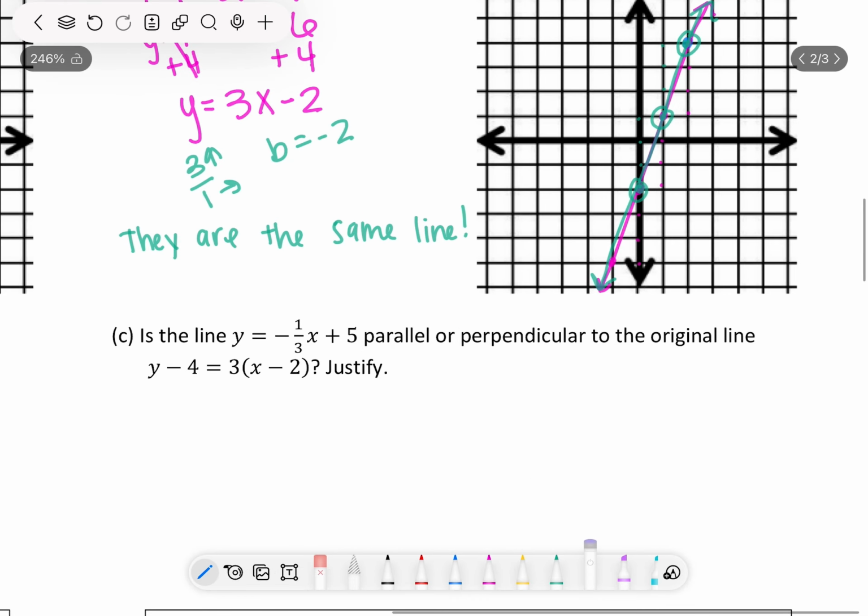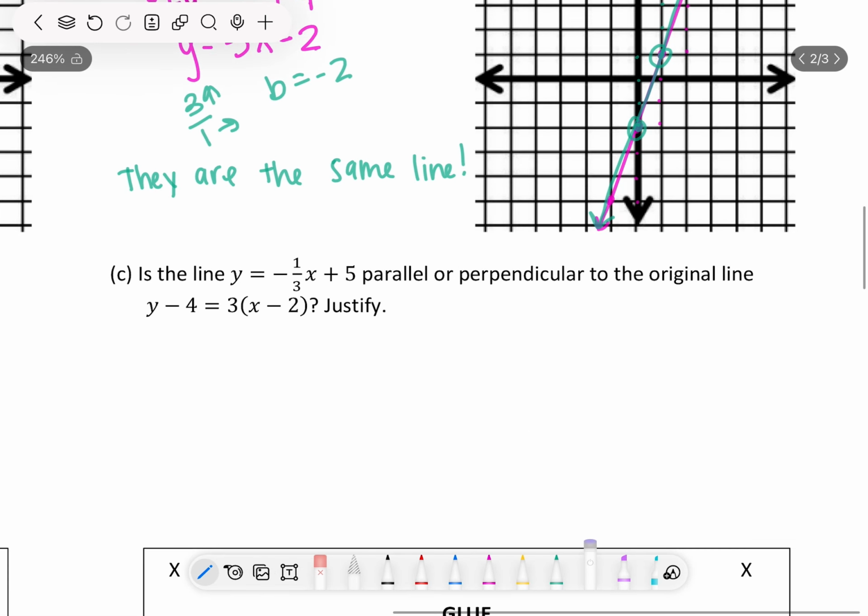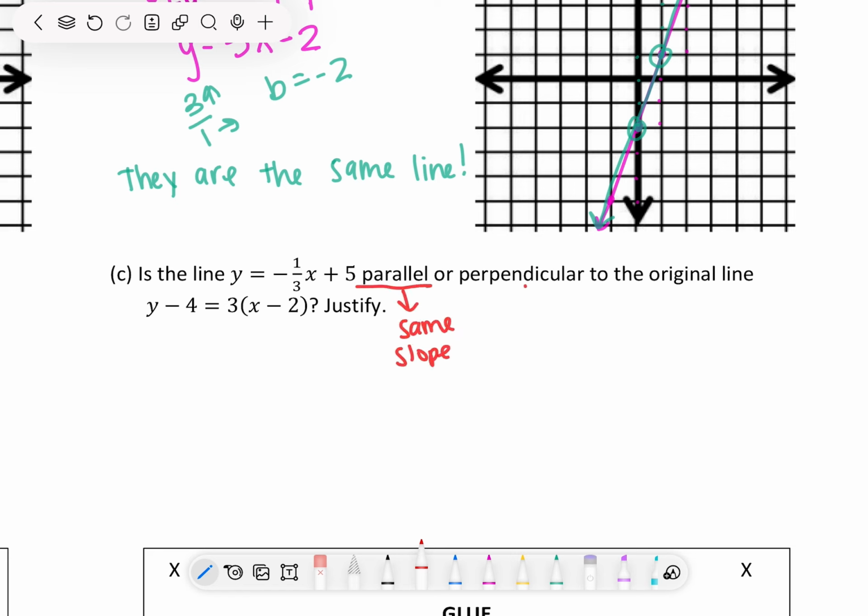All right, last but not least, is the line y equals -1/3 x plus 5 parallel or perpendicular to the original line? Y minus 4 equals 3, parentheses x minus 2, justify. Now, you could go graph this line and then try to look at it, but then, of course, you're kind of guessing a little bit. I want to use our facts of what we know about parallel and perpendicular. And so just recall, to be parallel, we would have to know that they had the same slope. To be perpendicular, we would have to know that they had opposite reciprocal slopes.